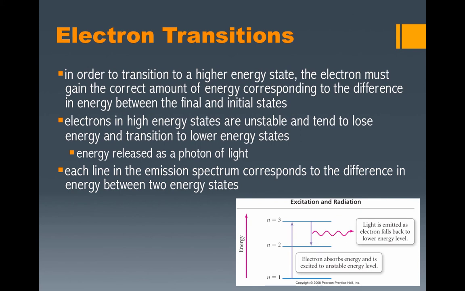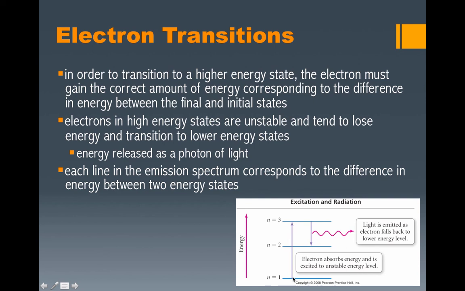In order to transition to a higher energy state, the electron must gain the correct amount of energy corresponding to the difference between final and initial state. So if an electron wants to jump from the 1 to the 2 orbital, it needs to gain the amount of energy that's the difference between the 1 and the 2, these two numbers here.